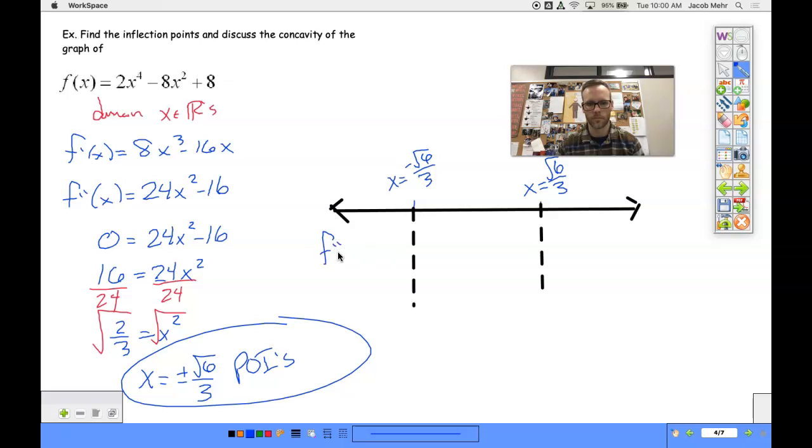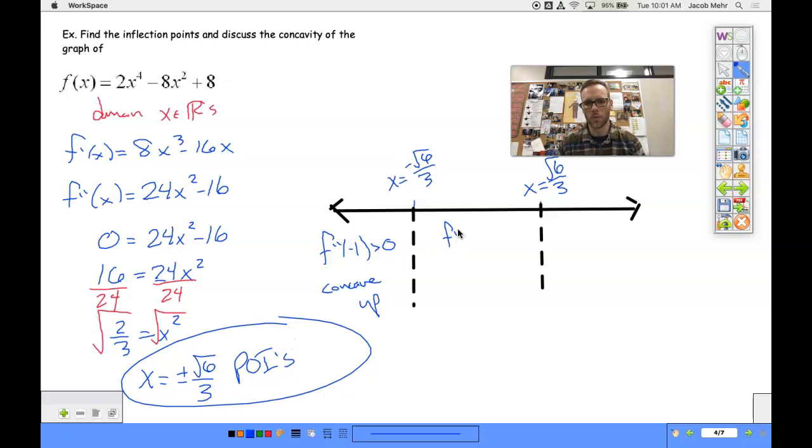All right, so pick a value to the left of negative square root of 6 over 3. Now the square root of 6 over 3, just to make sure that I know approximately what that is, is about 0.81. So f double prime of negative 1 would be just fine. Let's put negative 1 into the second derivative. That's 24 times negative 1 squared minus 16. That is positive. That tells me that on this interval it is concave up.